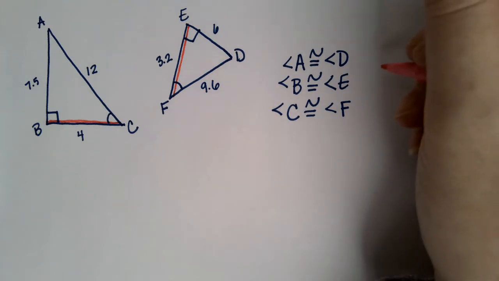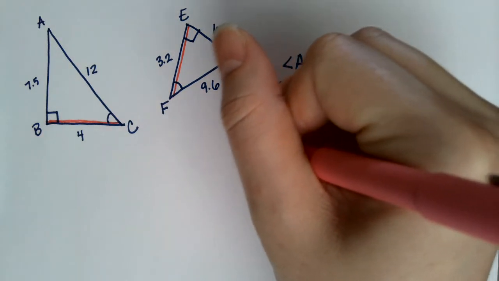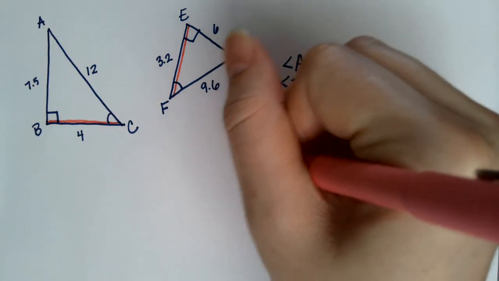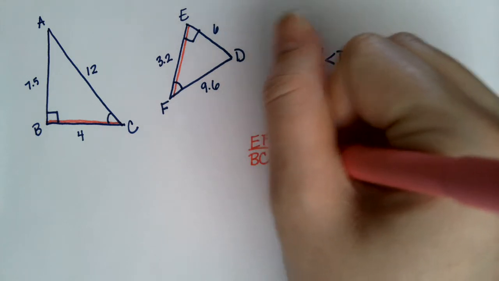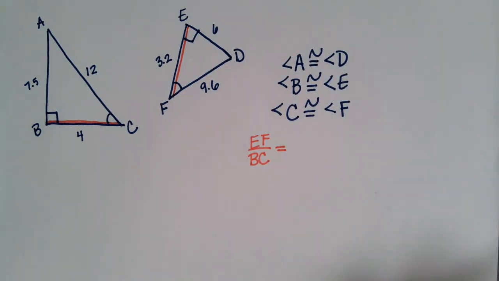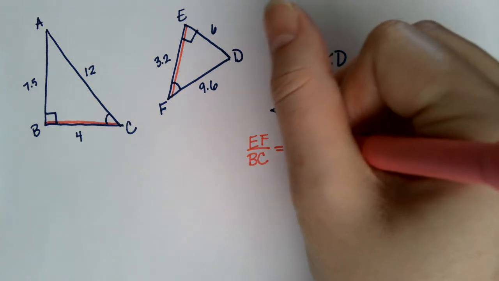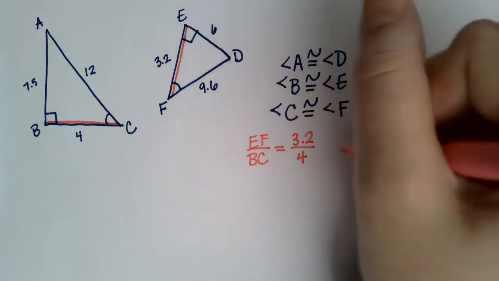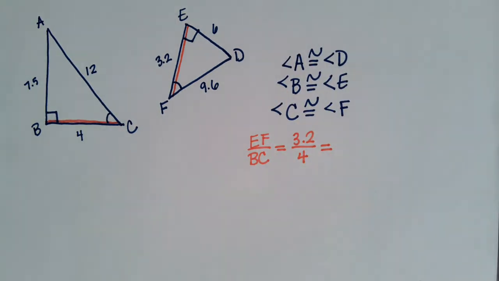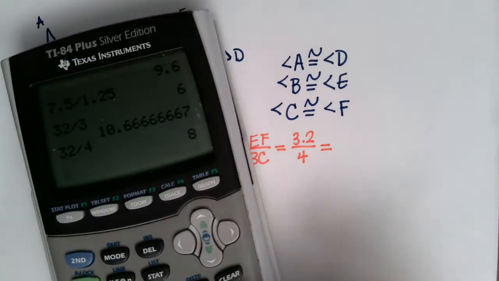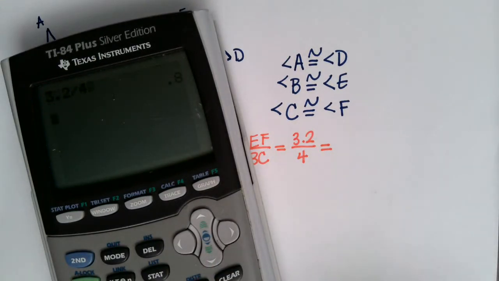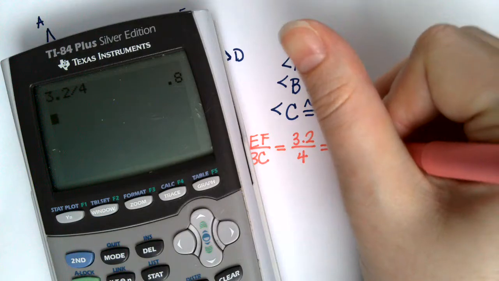The first ratio I'm going to do is EF over BC. You could also do BC over EF. That's up to you. That's going to be 3.2 over 4, and I just want to simplify that into a decimal. So 3.2 divided by 4 gives me 0.8.